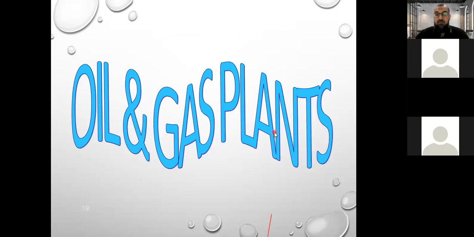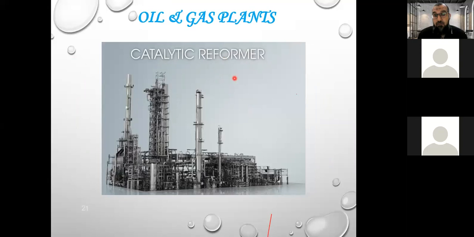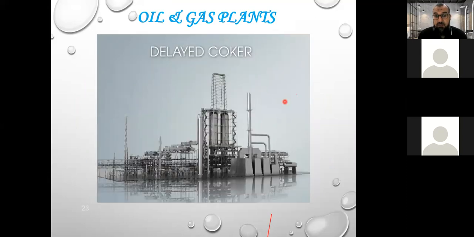All right, let's have some information about oil and gas plants. We have some oil and gas plants like the hydrogen plant and the catalytic reformer. All of them are downstream sector. If you find these plants, this means it is the downstream sector. Downstream sector means that this sector is for refined products. Crude distillation unit, it is all downstream sector.